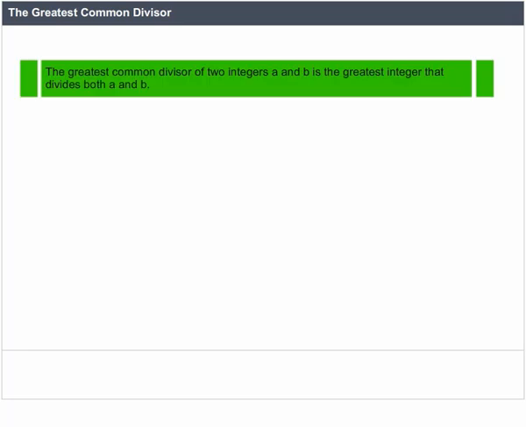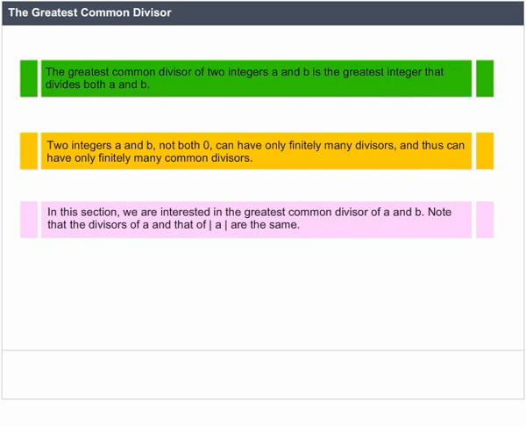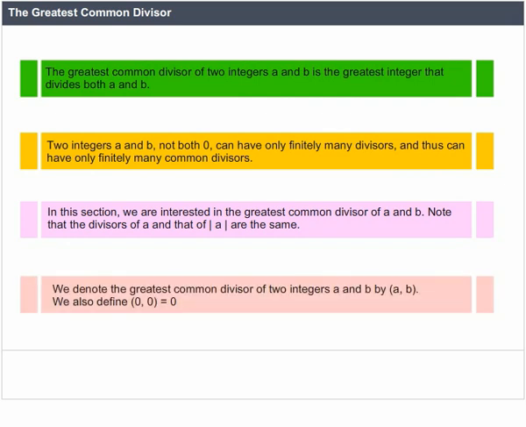The greatest common divisor of two integers a and b is the greatest integer that divides both a and b. Two integers a and b, not both 0, can have only finitely many divisors and thus can have only finitely many common divisors. In this section, we are interested in the greatest common divisor of a and b. Note that the divisors of a and that of modulus of a are the same. We denote the greatest common divisor of two integers a and b by (a, b). We also define (0, 0) equal to 0.